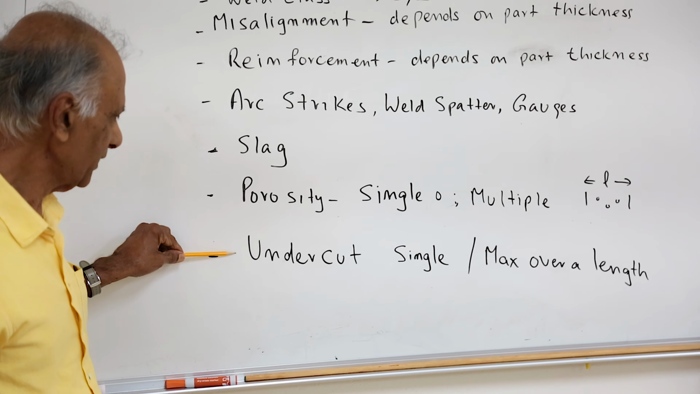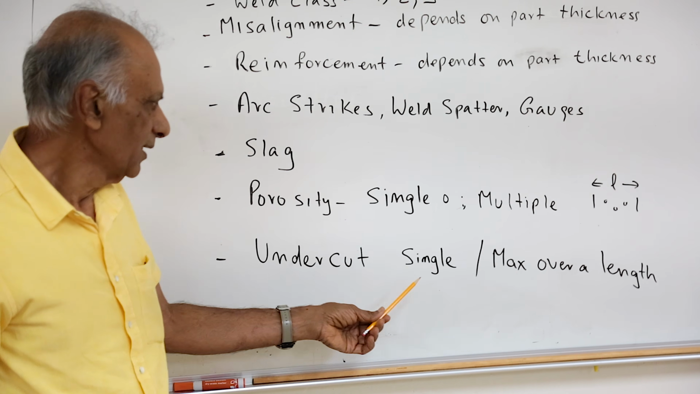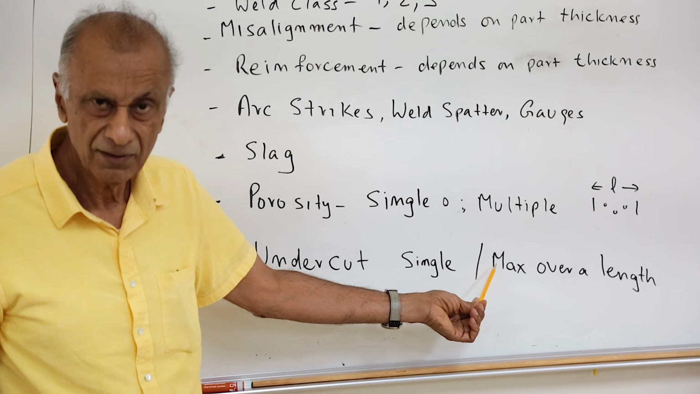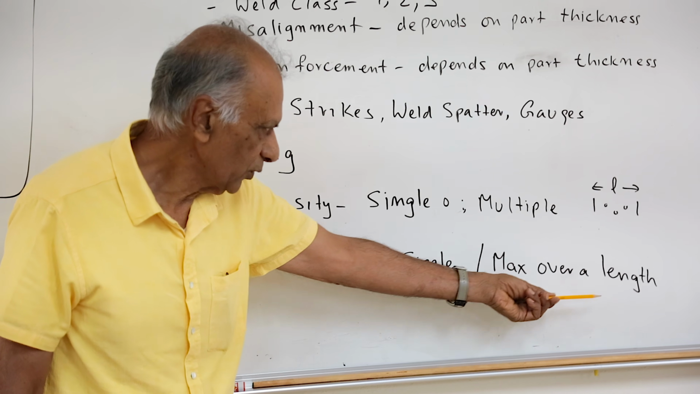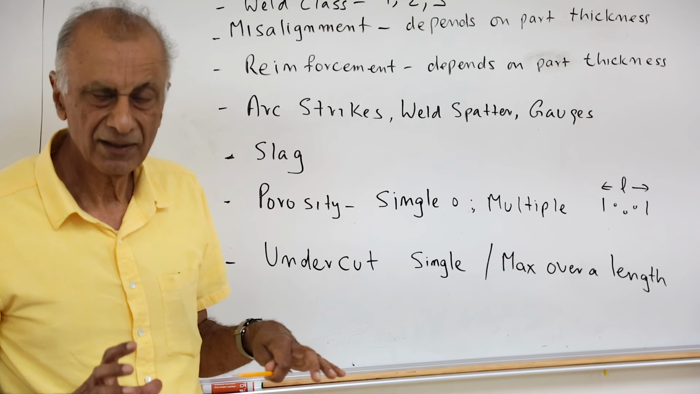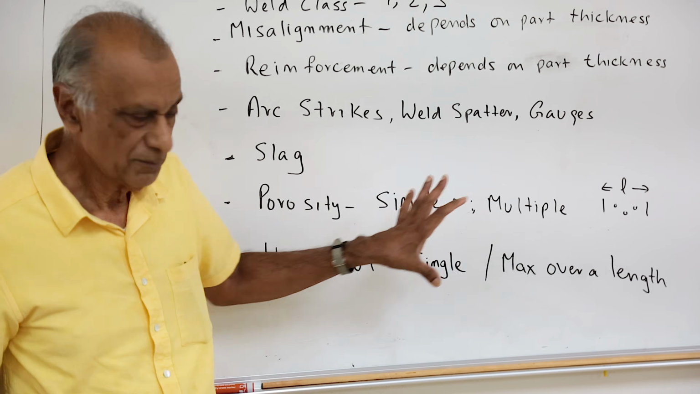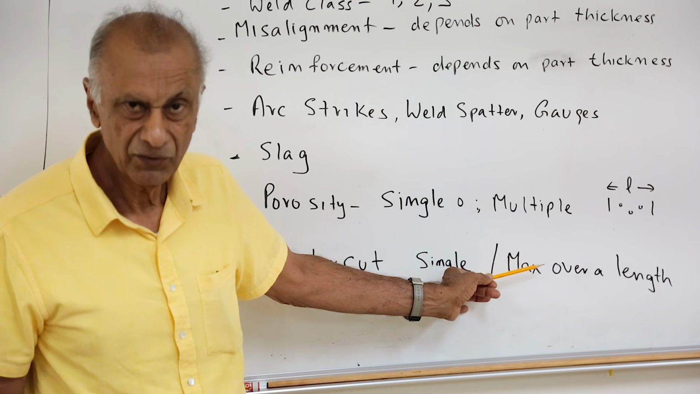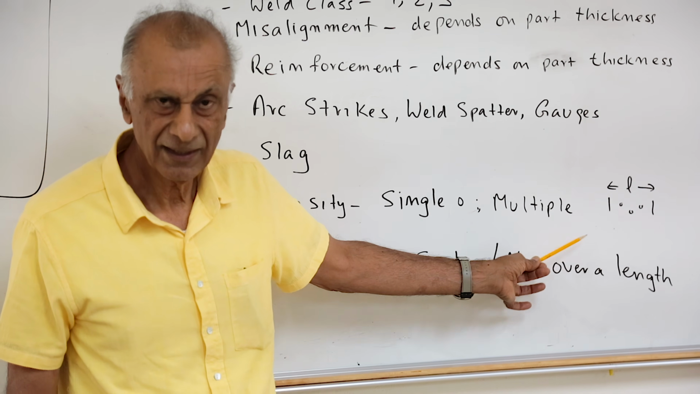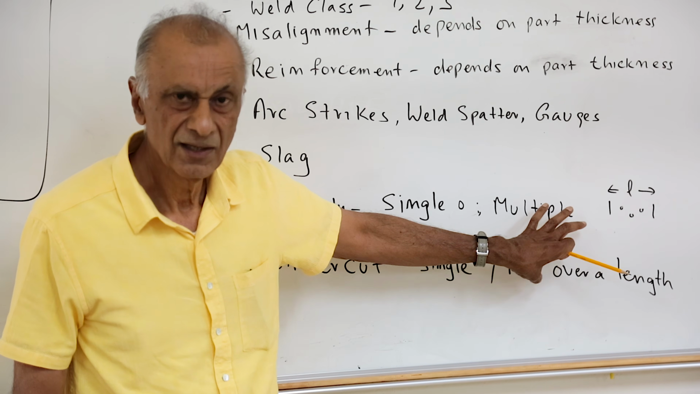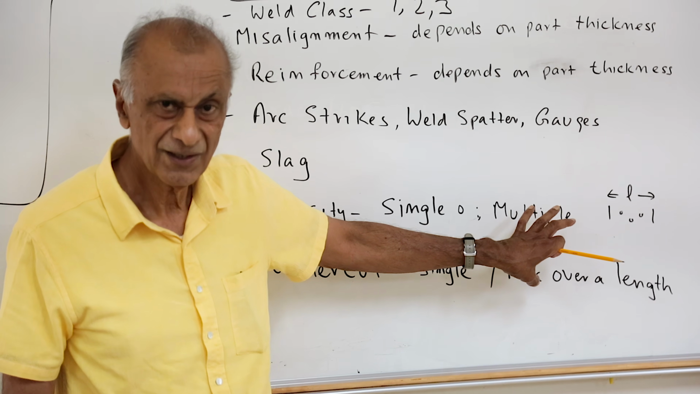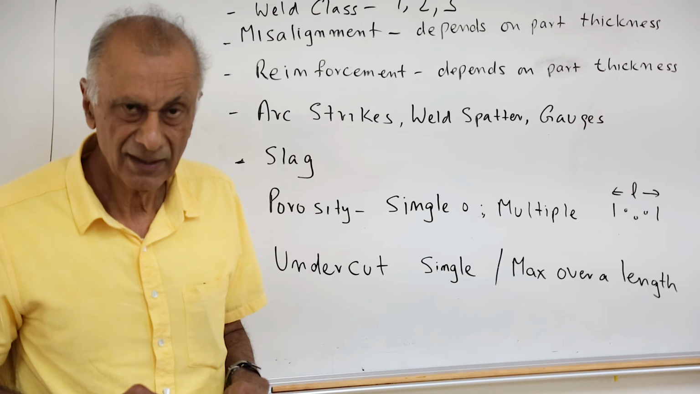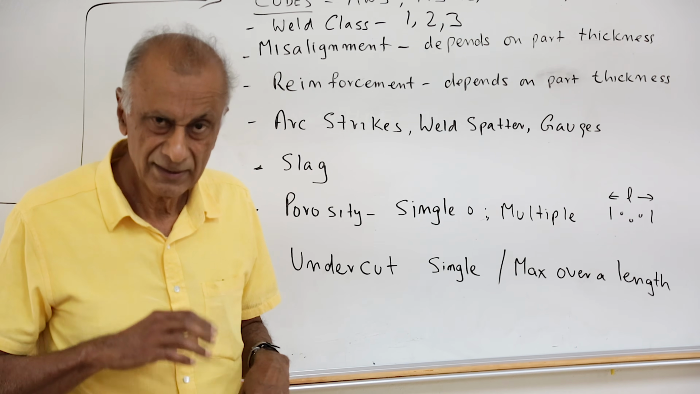Then same thing with undercut. In the acceptance criteria, they will provide you with, for a single undercut, what is the maximum depth allowed, and over a length, it will also provide you, in some codes it will say, well, for single, so much depth is accepted, but if you have shallow ones over a length, then it will actually give you all that information. What is the accumulated undercut allowed over a certain length, which could be 12 inches long, that so much undercut is allowed, with depth not to exceed a certain depth.